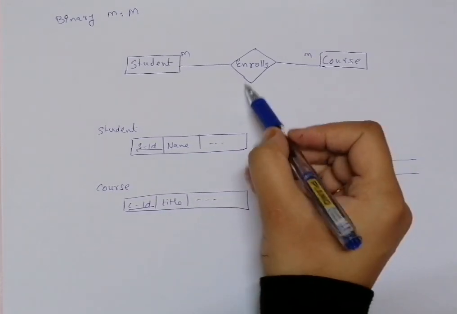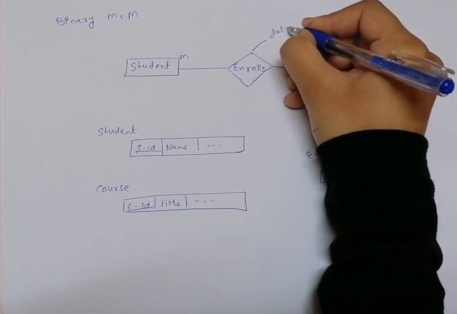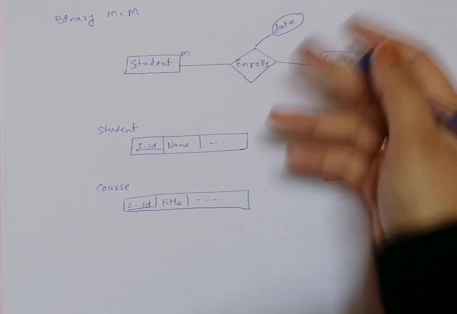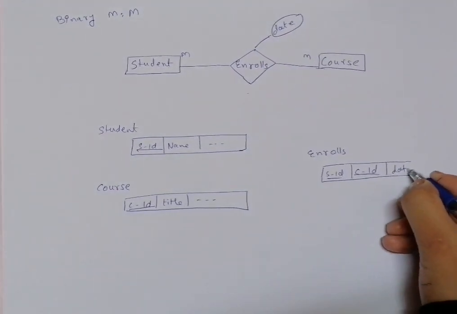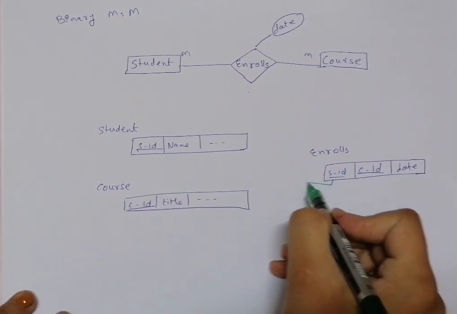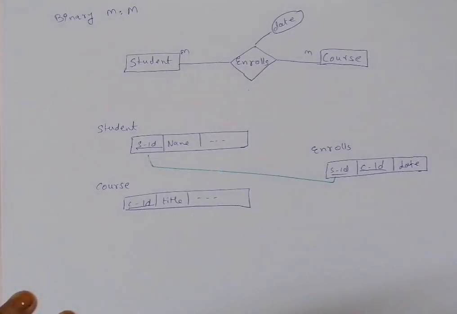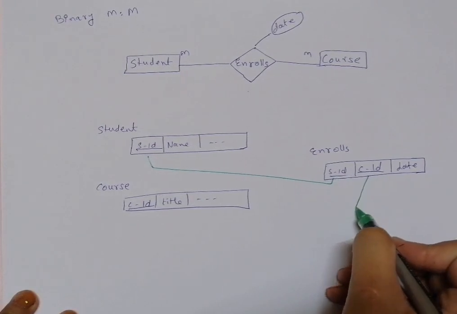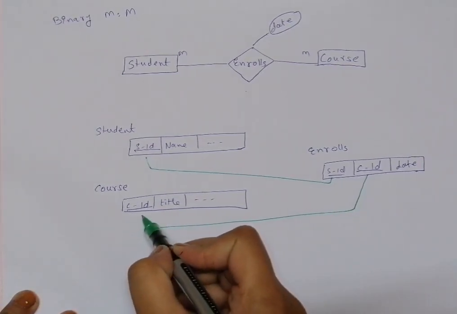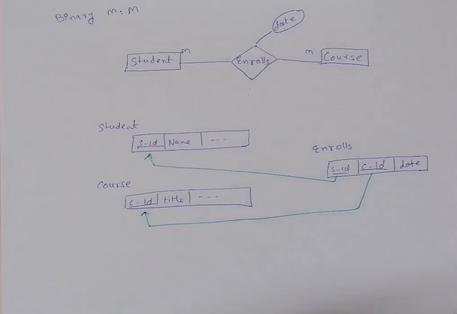Here this relationship may also have an attribute. For example, the date on which a particular student has enrolled in a course will also appear over here. Now you have seen that this student ID has come from here, and this course ID has come from here. So you see that these two primary keys have become the foreign keys of the third table. And whenever we have to model many to many, we just do it like this.